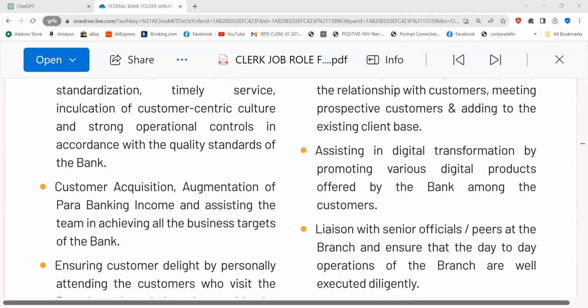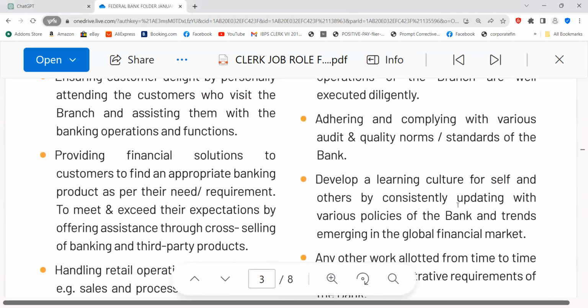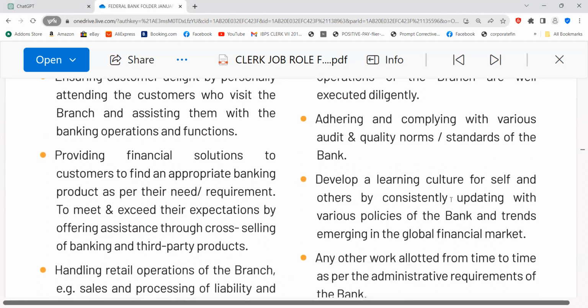Yeah, where is that? Where did she go? Yeah. Now, Soumya, adhering. Yes, sir.